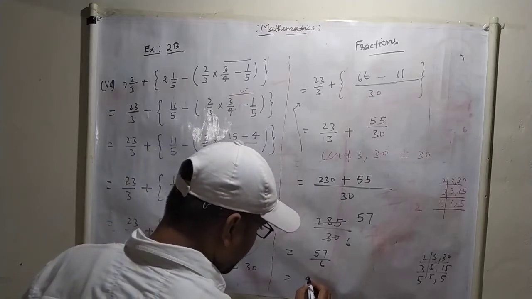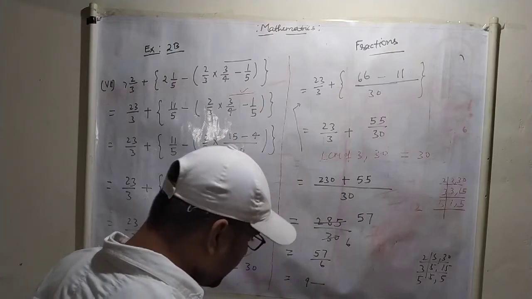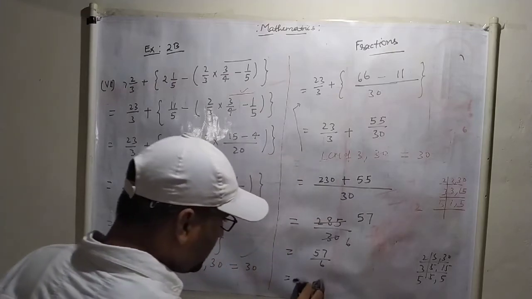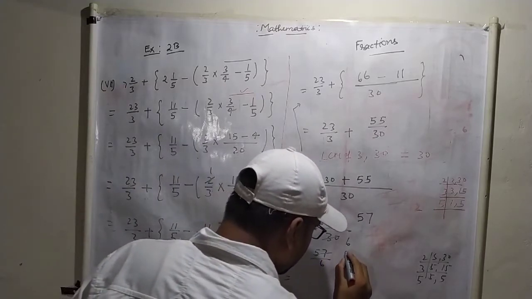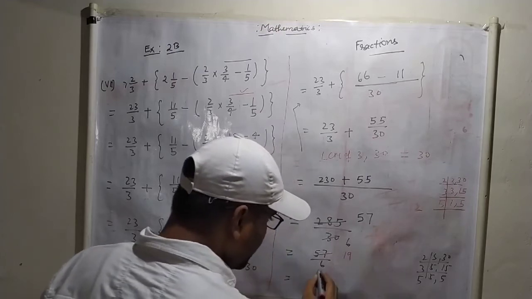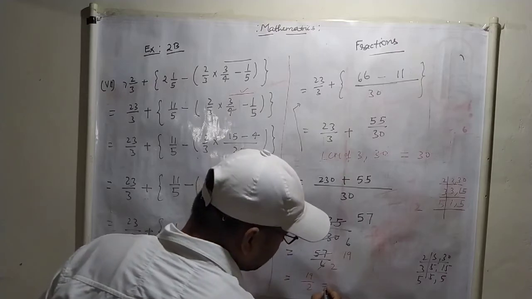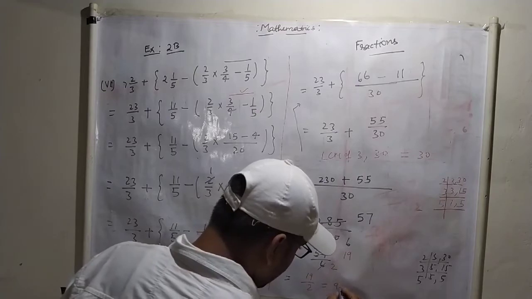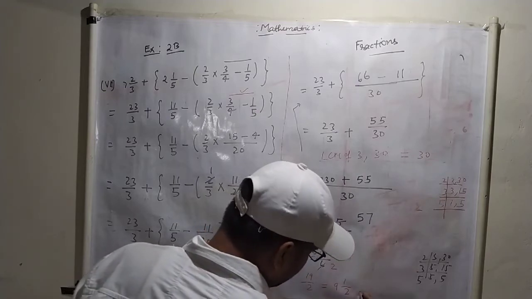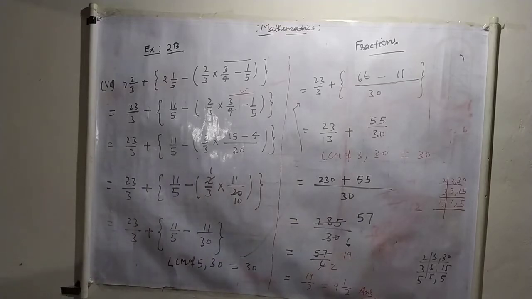9 4s are 54. Again, I think it is cancelled out by 3. 3 1s are 3, 3 9s are 27, 3 2s are 6. So you get 19 by 2, change it into a mixed fraction. 9 whole 1 upon 2.